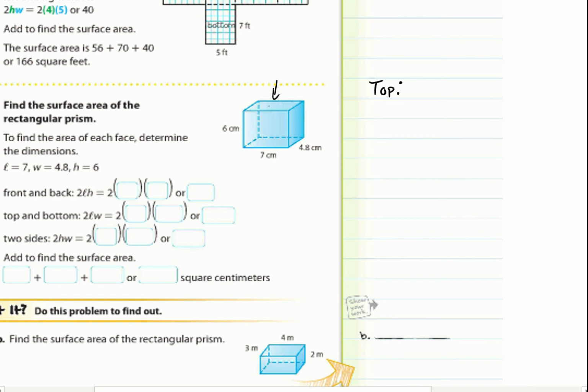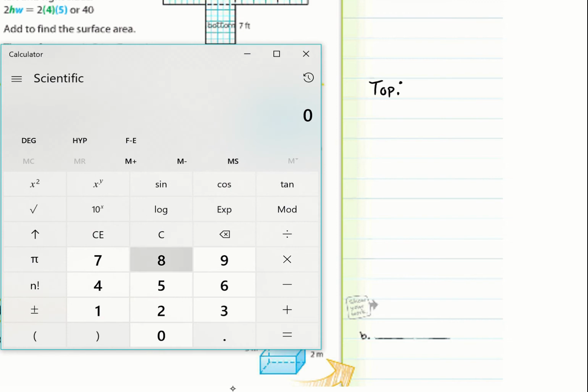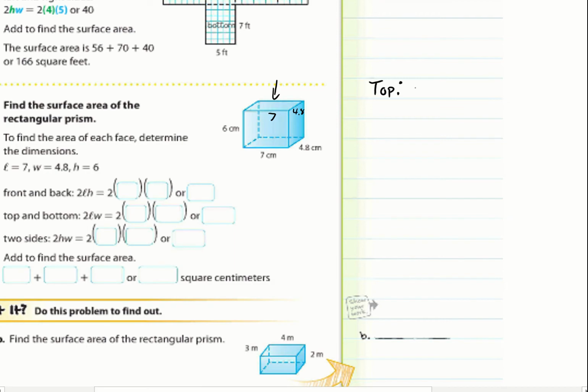So the area of my top is going to be here. So I have 7 by 4 8/10. Of course, they would use the decimal. So 7 times 4 8/10 is going to be 33 6/10. Since this is a rectangular prism, I have 2 options. I can go straight to my bottom, because I know my bottom is going to have the same exact area, 33 6/10, or I can just multiply it by 2, whichever one works.